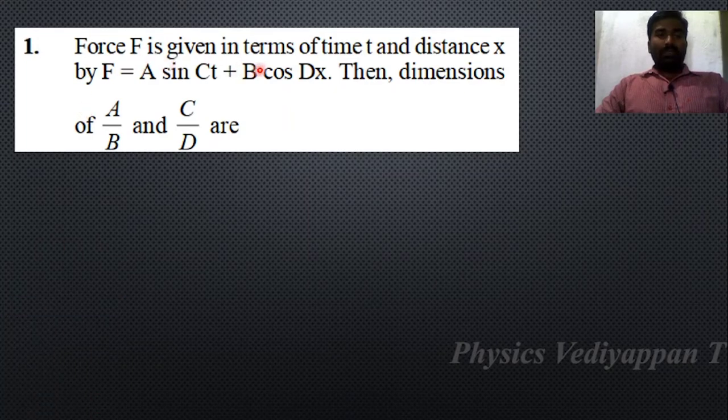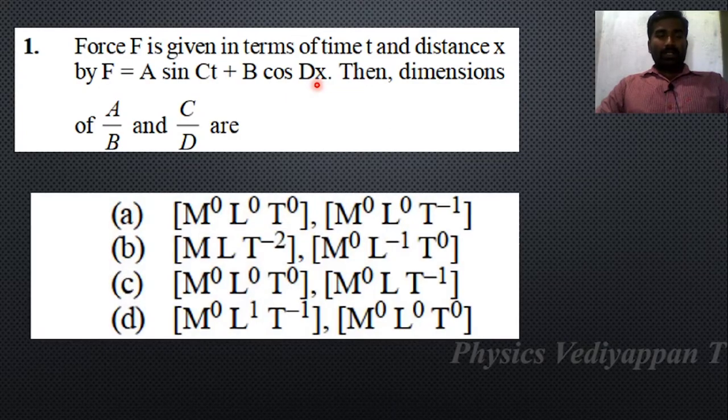Force F is given in terms of time t and distance x by F is equal to A sin ct plus B cos dx. Then the dimensions of A by B and C by D are? In these questions, some terms are given with respect to time and distance. The equation of force is given. So now we want to find the dimensions of A by B and C by D. So let's see the solution.